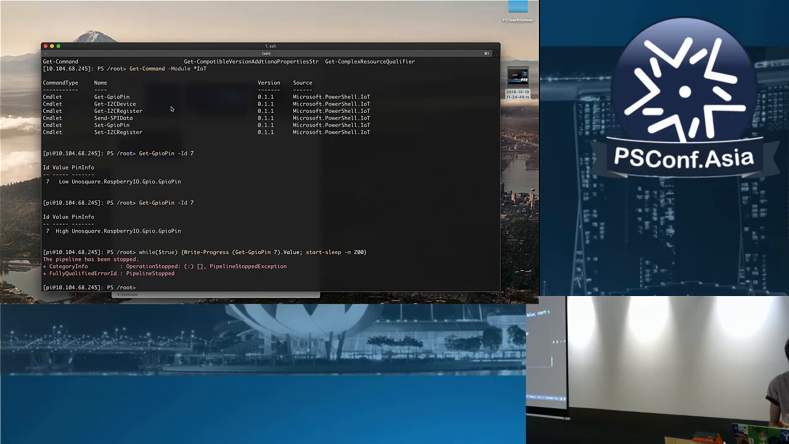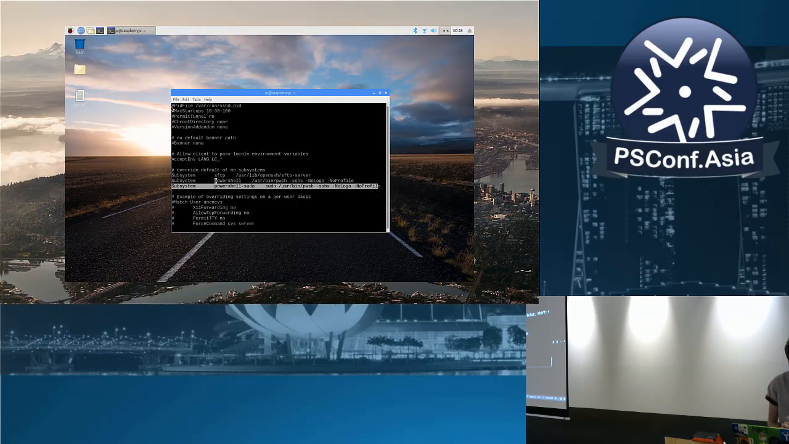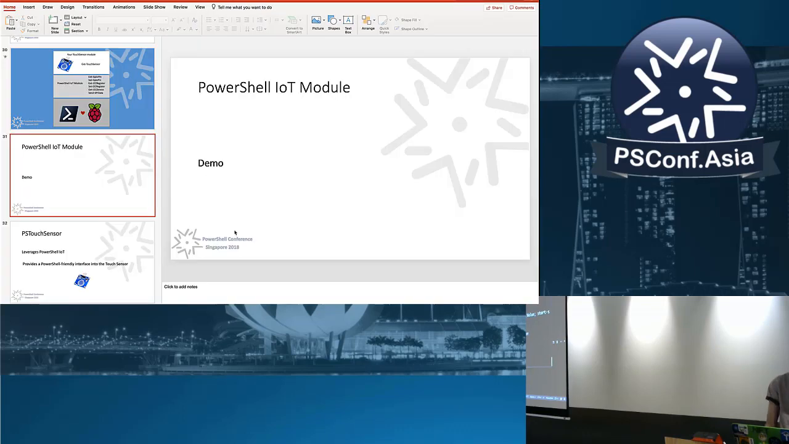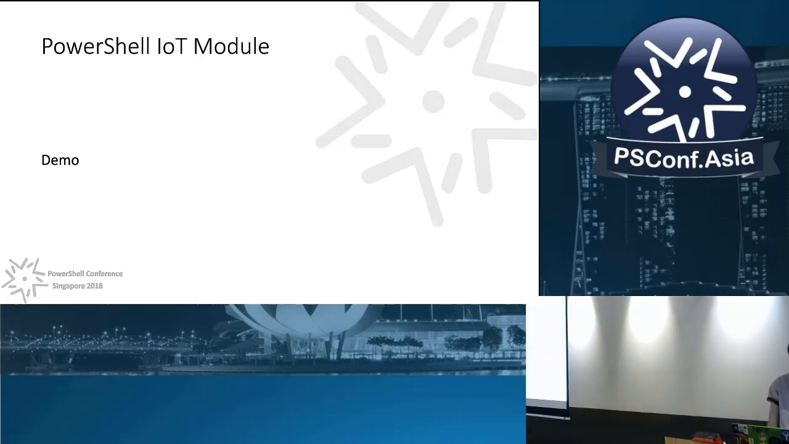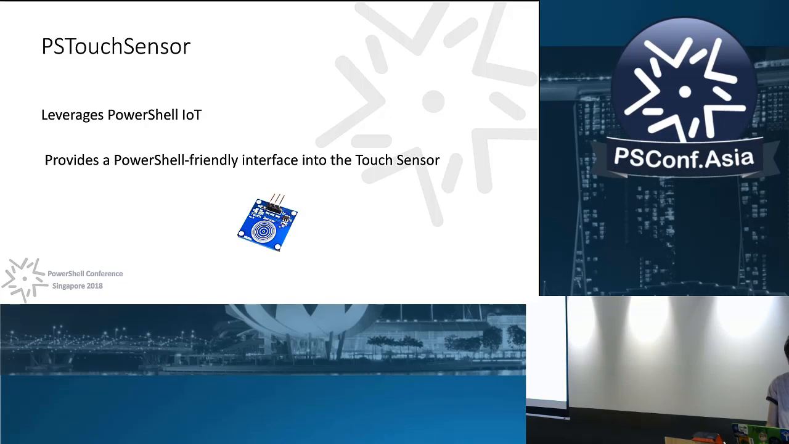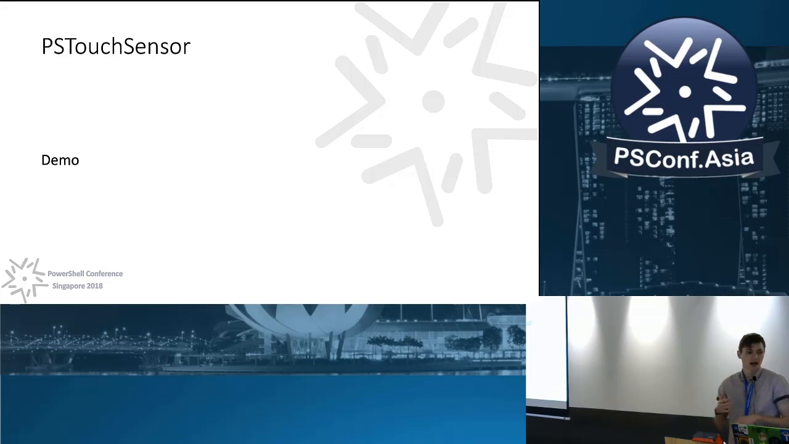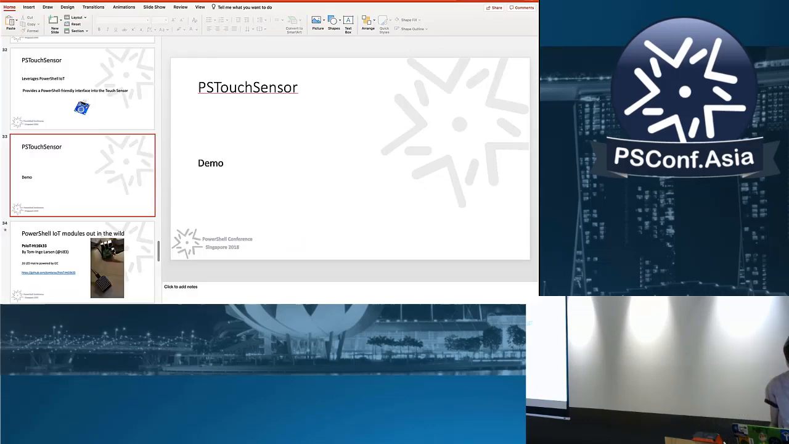So let's see. What else should we do? I think that's enough of an introduction. Let's go ahead and hop back to the slides for a sec. And we'll talk about the module that I came up with. So the module I came up with is PS Touch Sensor, and it leverages PowerShell IoT, like we saw in that blocky example, and it provides a PowerShell-friendly interface for that touch sensor that you see there. So let's go ahead and take a look at that.